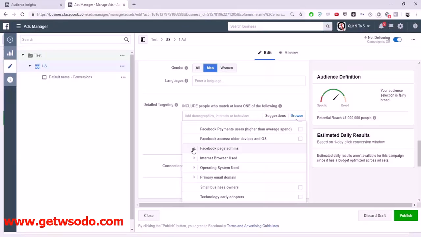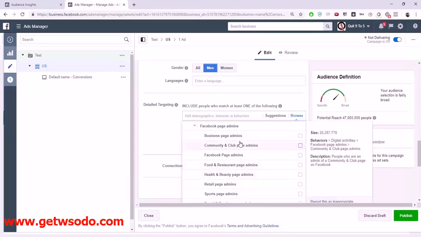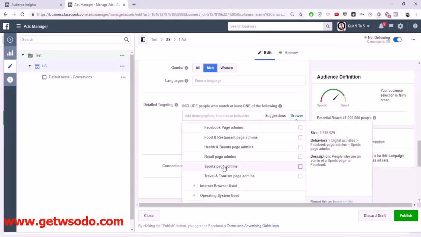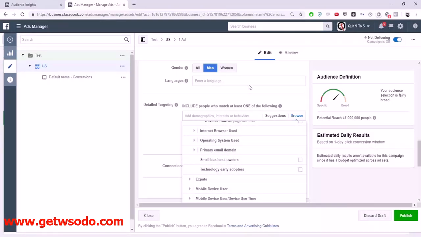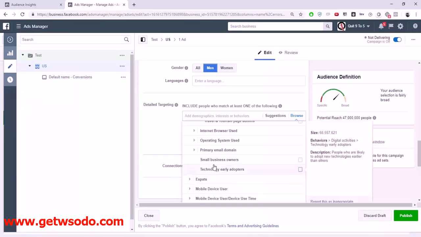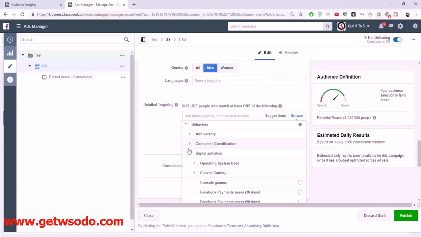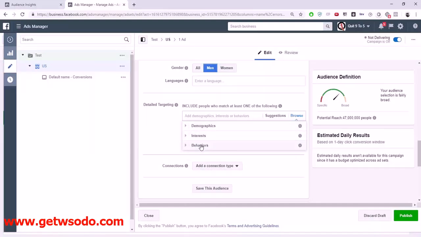Facebook page admins. So this is pretty much business owners on Facebook. So if you've got a sports related page, or you're an admin, you're an employee of a sports related page, you're going to be called in this demographic. So you have expats. You've just got a ton of stuff in here, but all I wanted to show you guys pretty much is that there's behaviors, there's interests, and there's demographics.